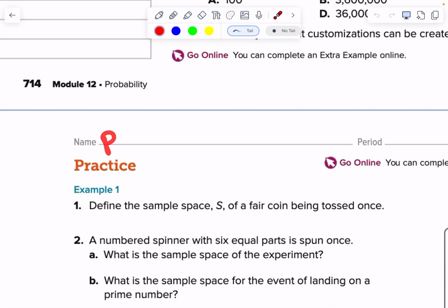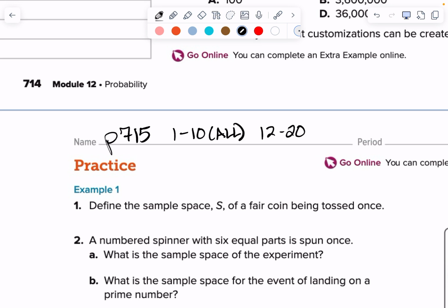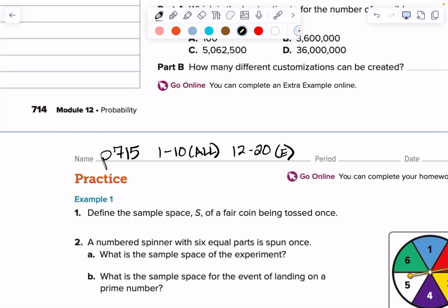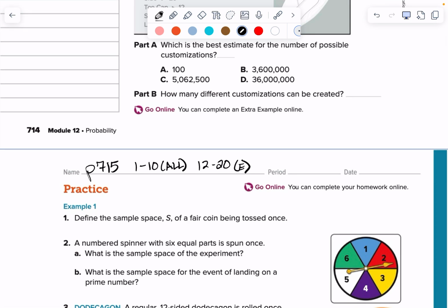You should have page 715. Write this down: 1 through 10 all for homework, and then 12 through 20 evens. Got it? Okay, just wait. You can get one here in a bit. All right, got it all down?